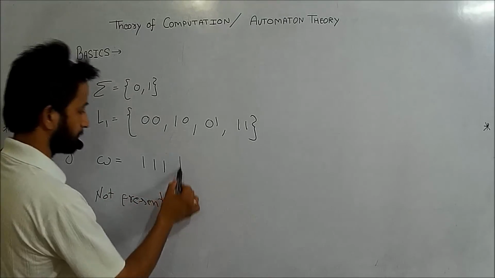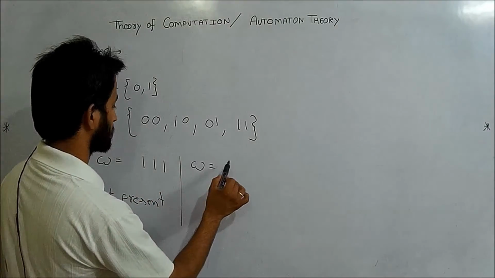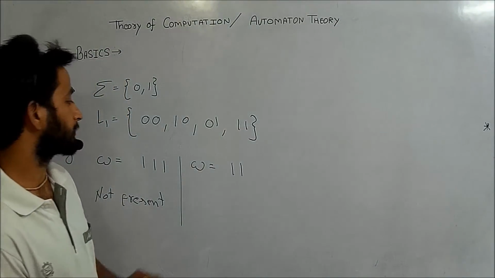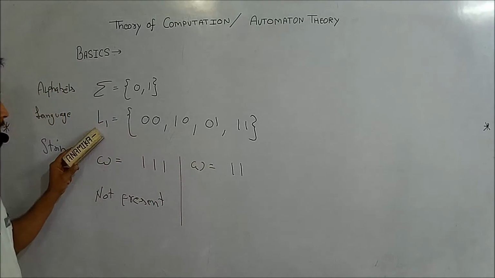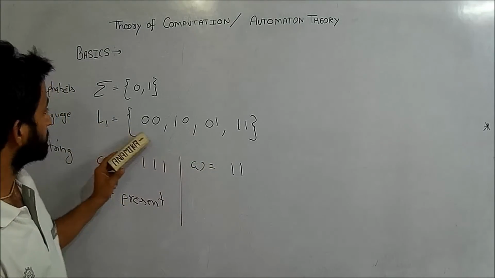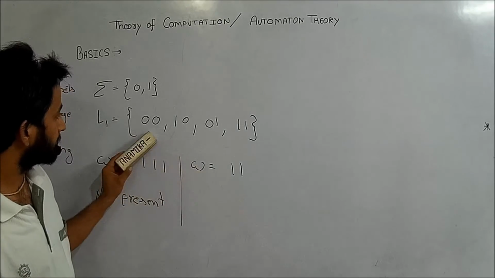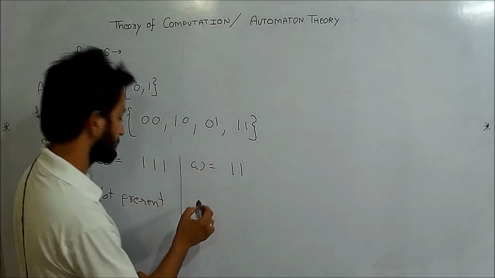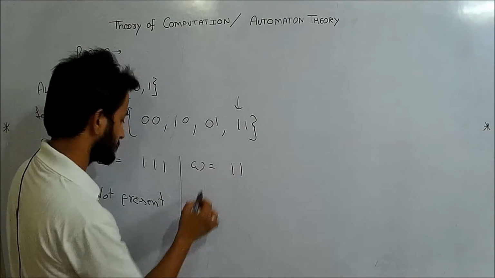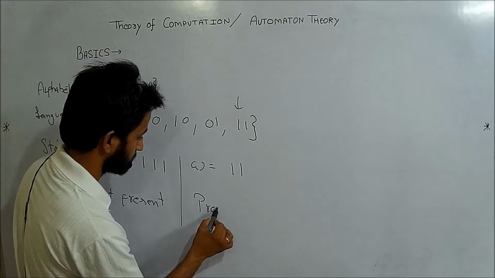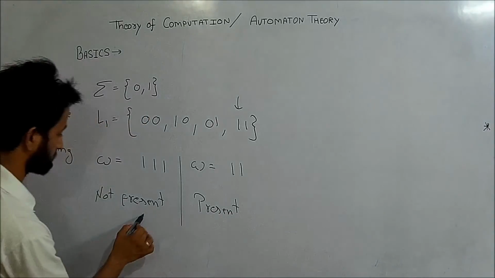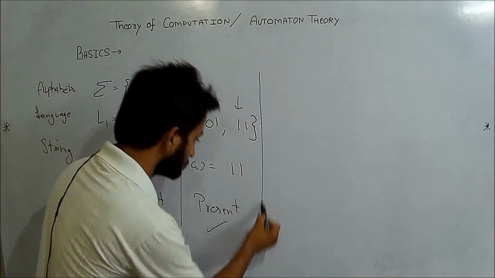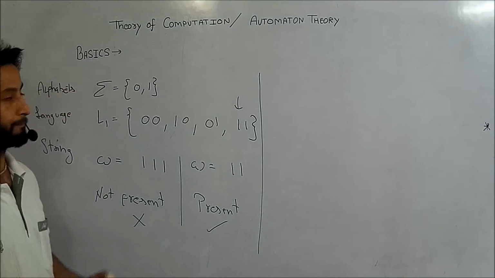And if I have a string w equal to 11, then again I will take the string w and check it in a linear way. First I check 00, not present, 01 not, 10 not. At this point I will say that the string is present. So this is the case with a finite language.